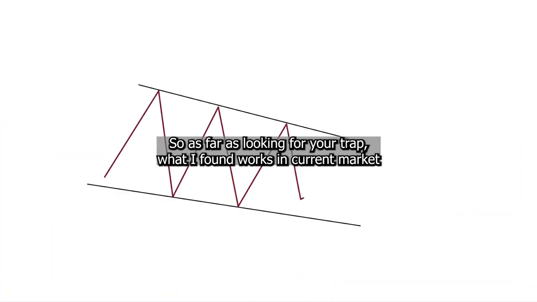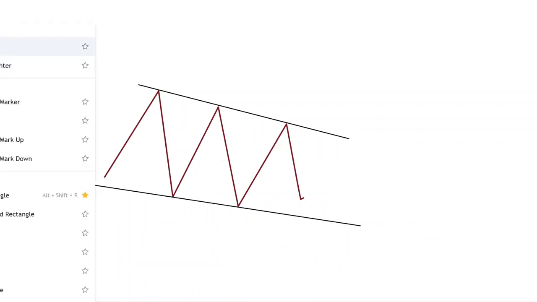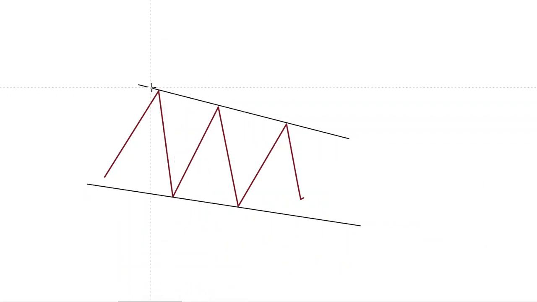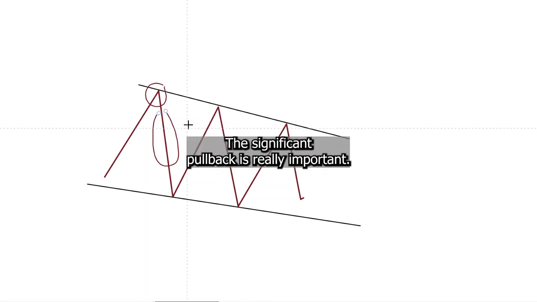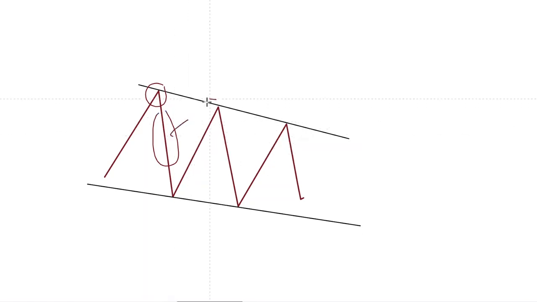So as far as looking for your trap, what I found works in current market conditions is you wouldn't confirm your fake trend until you have 3 taps. So you need a tap and a significant pullback. The significant pullback is really important. So you need a tap, significant pullback. Now you need a tap and a significant pullback.